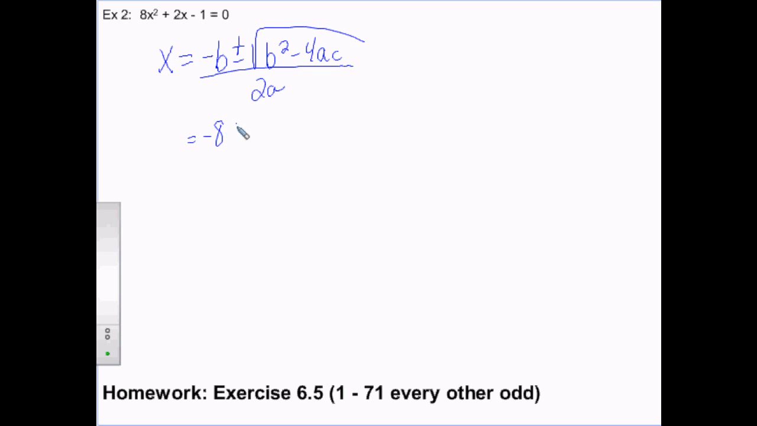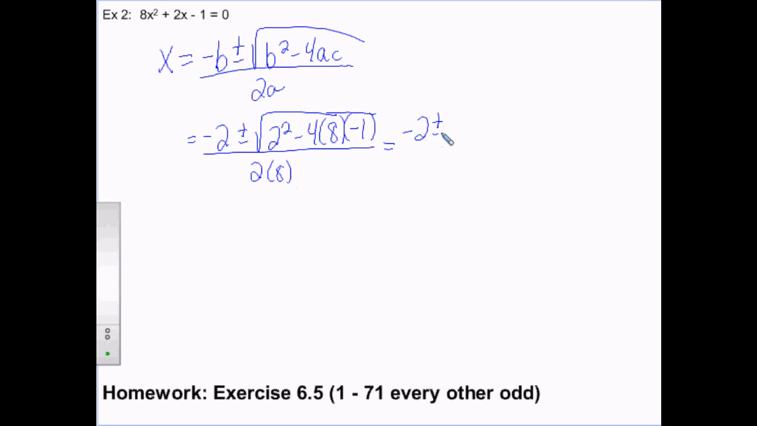B is 8. So that's A. What am I doing? Catch me when I do stupid stuff, guys. B is 2. A is 8. C is negative 1. 2 squared is 4. Negative 4 times 8 is negative 32. Times negative 1 is positive 32.